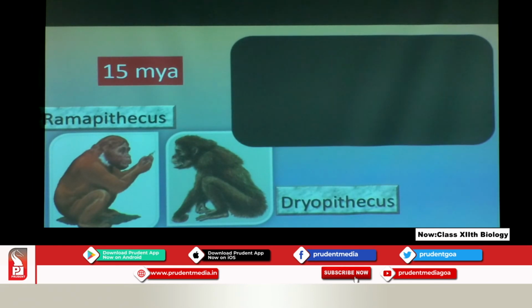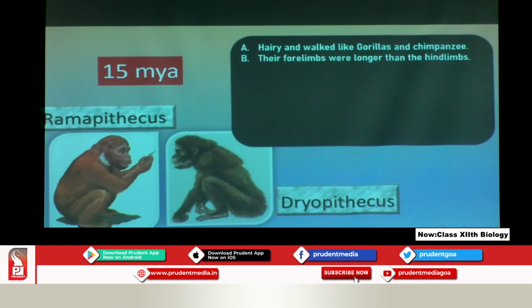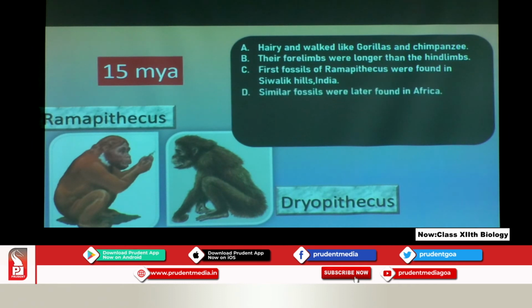The similarity between both is that both were hairy, both walked like gorillas and chimpanzees. How do gorillas walk? On the knuckles, like this. And other features, forelimbs were longer than the hind limbs. Fossils of Ramapithecus, as I told you, were found in the Shivalik Hills in India. Similar fossils were later found in Africa. Dryopithecus, that means this prehistoric man, was more like an ape, whereas Ramapithecus was more like the present man. Features like less hair as compared to Dryopithecus are what made Ramapithecus more man-like. Vegetarian diet.